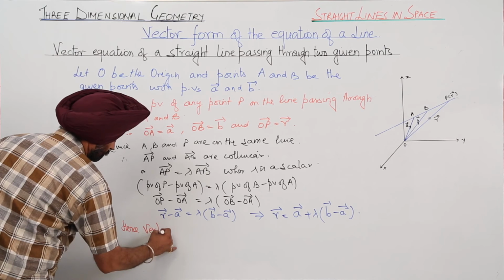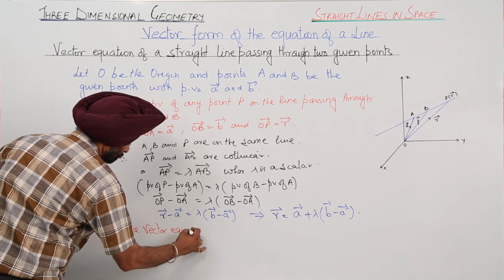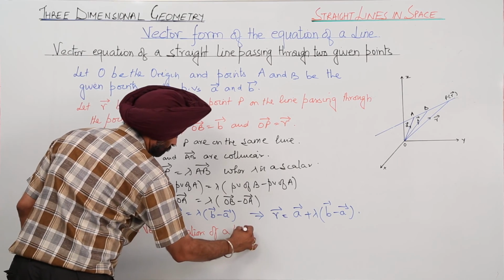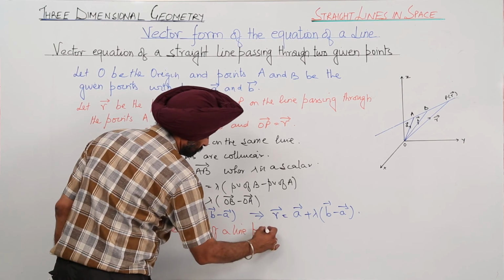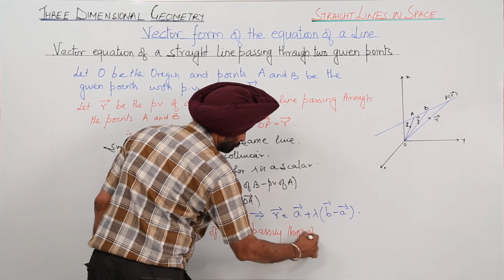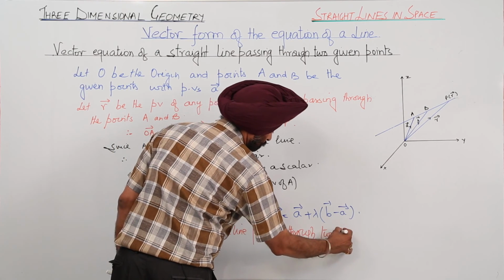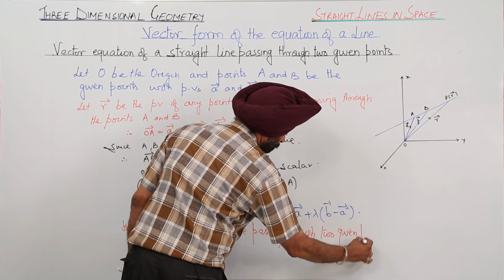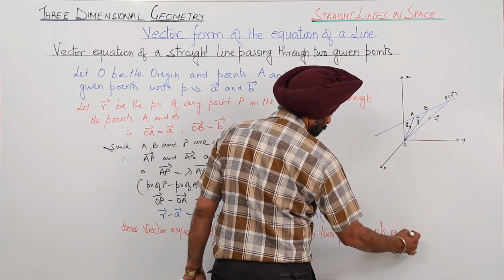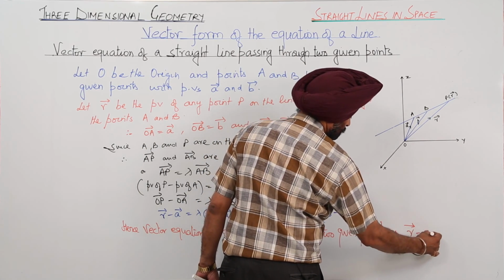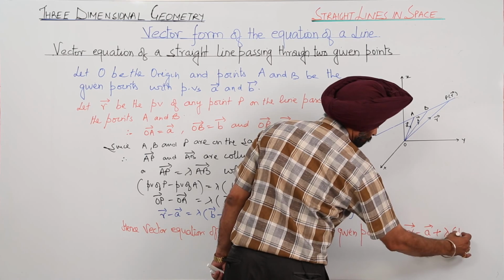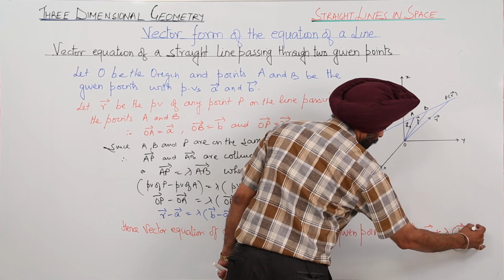Hence, vector equation of a line passing through two given points is vector R is equal to vector A plus lambda vector B minus vector A.